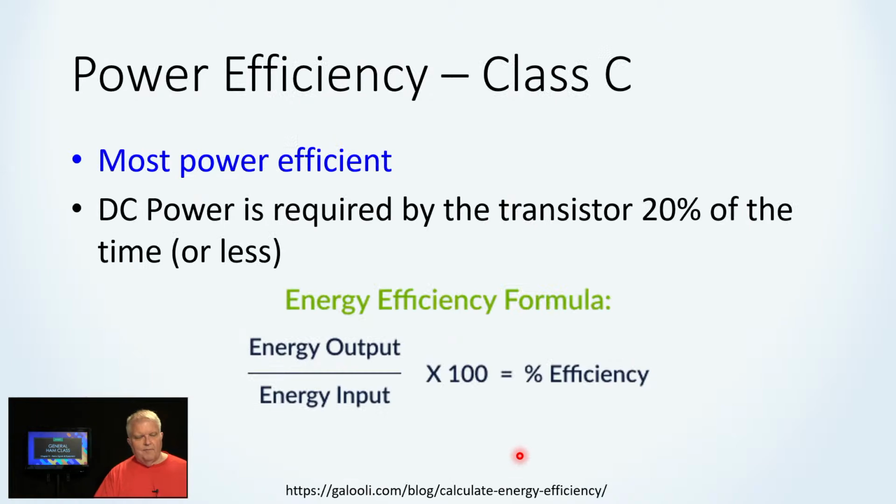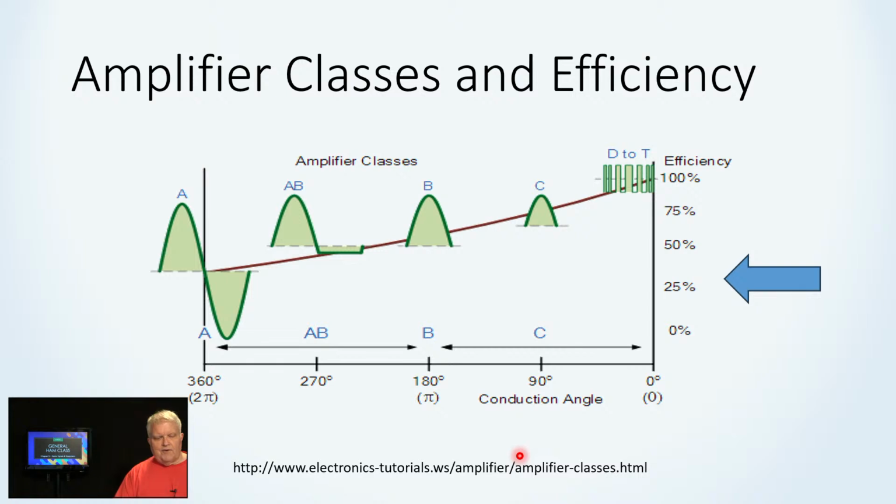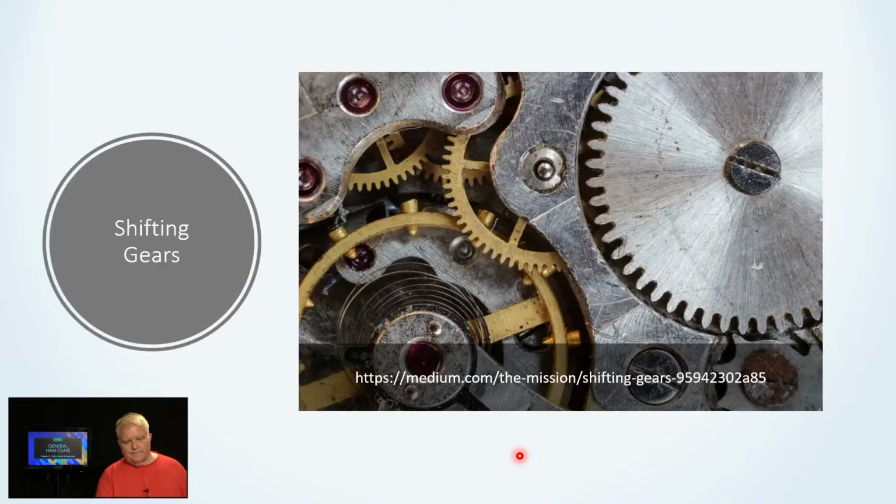And so this is going to be the most power efficient, Class C, because in this case the power is required by the transistor like 20% of the time or even less. So on a spectrum here, these are the efficiencies. Class A, least efficient. Class C, most efficient.